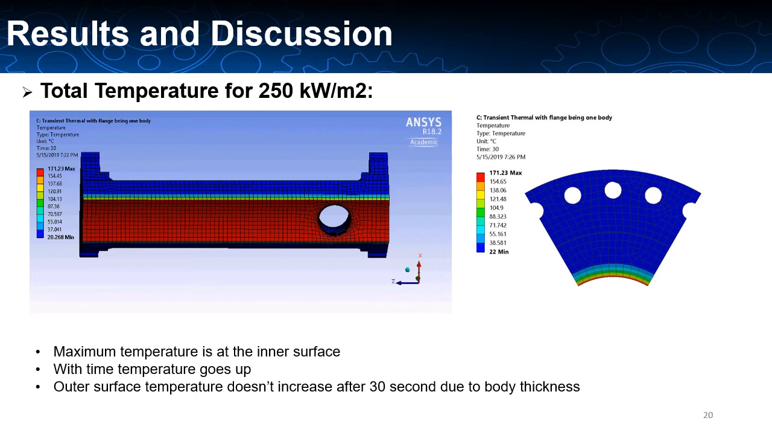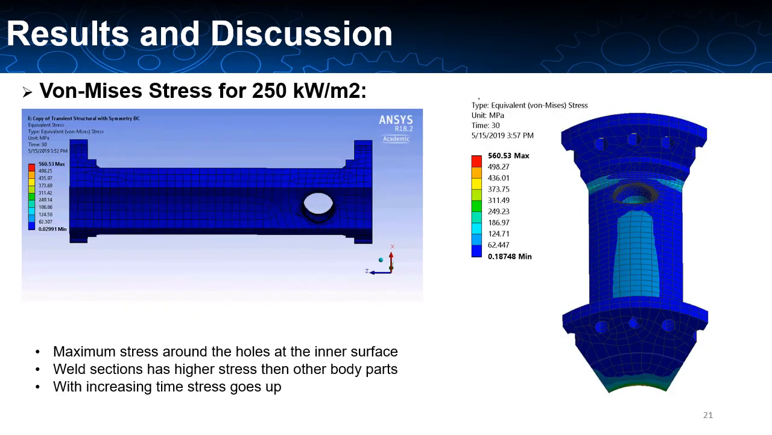Also, throughout the whole time span, the heat flux is constant on the inner surface, and it gets accumulated over time. So as the time goes up, the maximum temperature goes up as well. And for 250 kilowatt per meter square, the maximum temperature that the inner surface is facing is 171 degrees Celsius, which is well below 400 degrees Celsius, our critical design parameter.